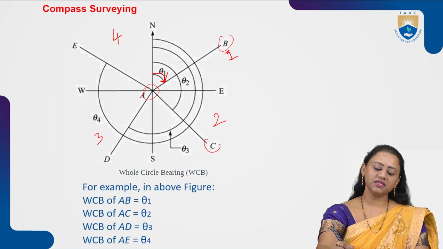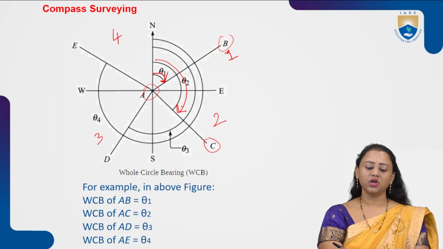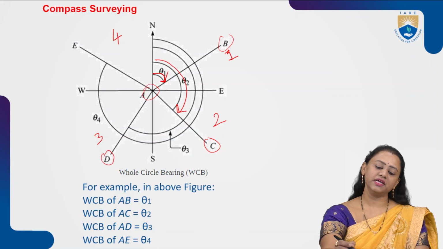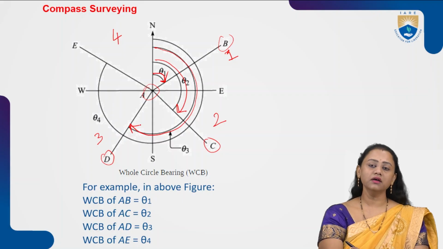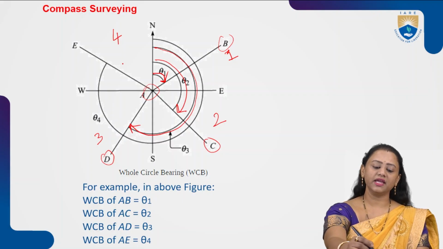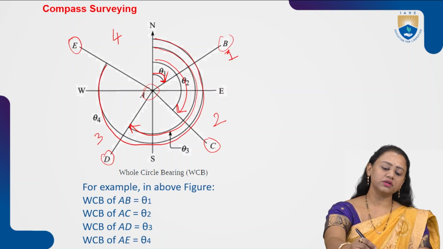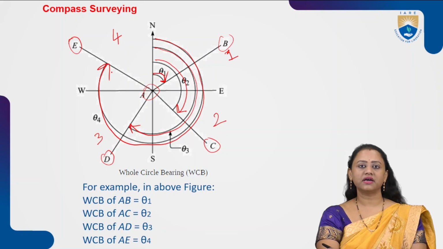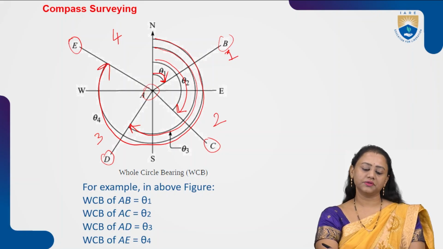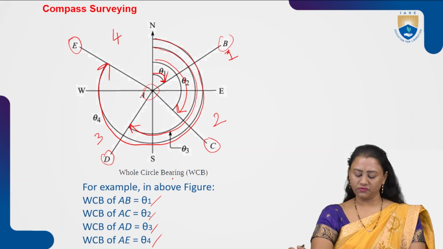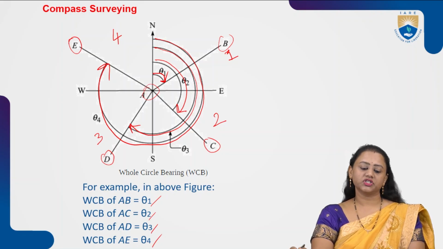For line AC, the whole circle bearing is theta 2, always measured from the north in a clockwise direction. For this line AD, the whole circle bearing taken from the north is going to be theta 3. And similarly for the line AE in the fourth quadrant, we measure the angle from the north in the clockwise direction, that is theta 4. These are the whole circle bearings of lines in different orientations.